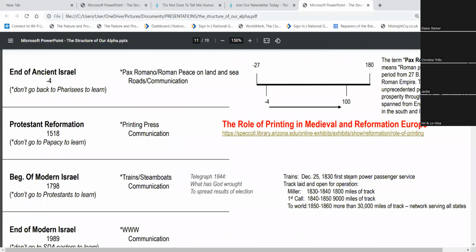So basically this just tells us, again, what we've been reviewing. The 4 different histories and how just at the right time, the different modes of communication for that time period propelled the message to go forth to the individuals that God is reaching out to.